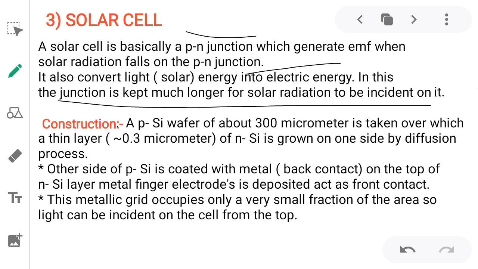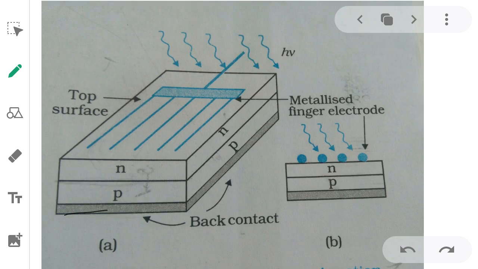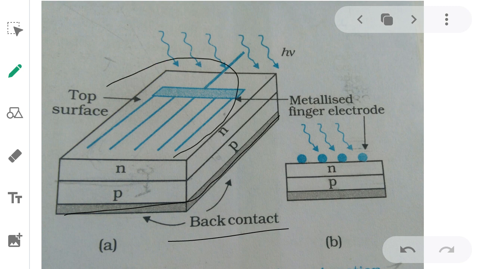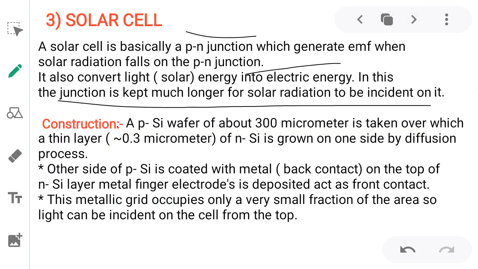Next point. The P-side is coated with the metallic contact. On the top of the N-type silicon layer, a metal finger electrode is deposited as the front contact. At the P side, we have the metallic contact as the back contact. On the top of N, we have the electrode, and it acts as the front contact. P side bottom is the back contact, N side top is the front contact.